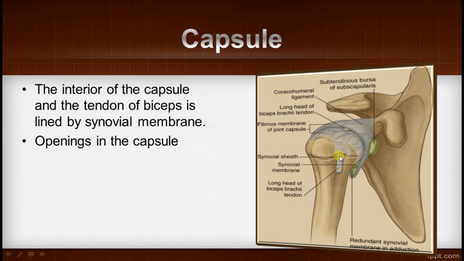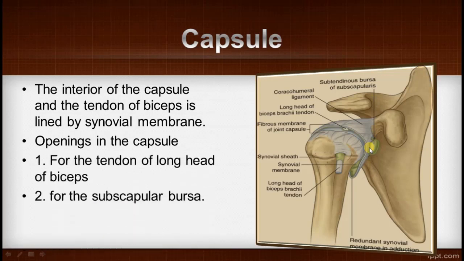So, it will create an opening in the capsule. Then one more is, you have a bursa here. The subscapular bursa, not the subacromial bursa. The subscapular bursa also communicates with the joint. So, there are two openings, one for the tendon of the biceps and the other one for the subscapular bursa. Occasionally, sometimes, not always, the joint cavity might also communicate with the infraspinatus bursa.